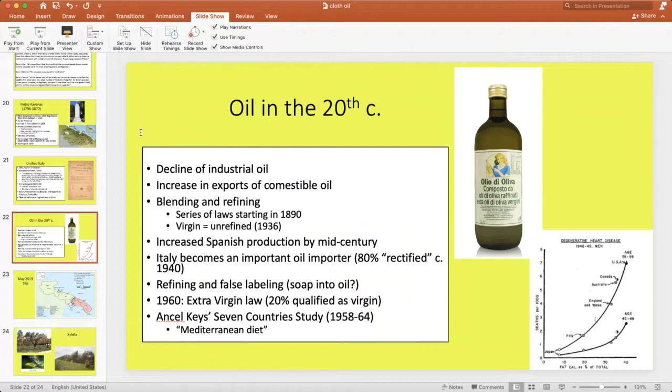The graph on this page is from it, and in that it suggested that heart disease was linked to the excessive consumption of animal fats, and indeed countries that consumed olive oil, Greece, Italy, had much lower levels of heart disease. Now again, it's a problematic study, I don't need to go into that, but this was the seed, if you will, of the Mediterranean diet, which has since been given special status by UNESCO and is celebrated around the world.